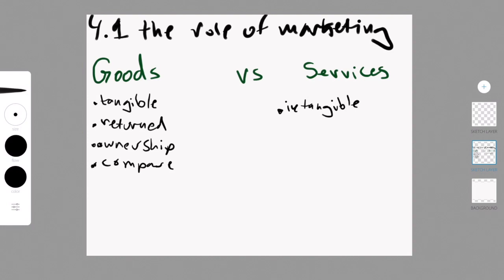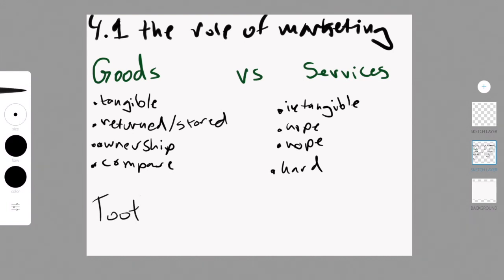Now, services, on the other hand, are intangible. They cannot be taken back. They cannot be stored. There's no ownership. And also, services are more difficult to compare because a customer's experience may be different every single time they go to the same company, and obviously services are generally speaking not exactly the same and rely a lot on good customer service, which obviously depends on the specific person you are talking to.